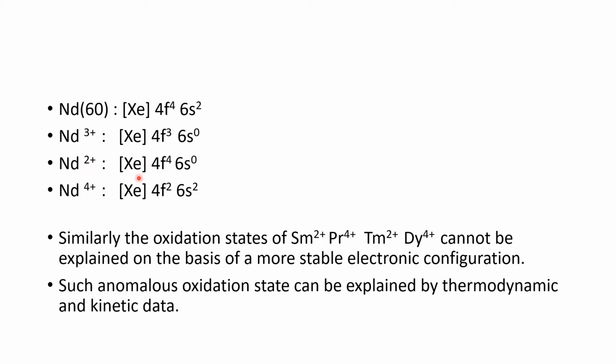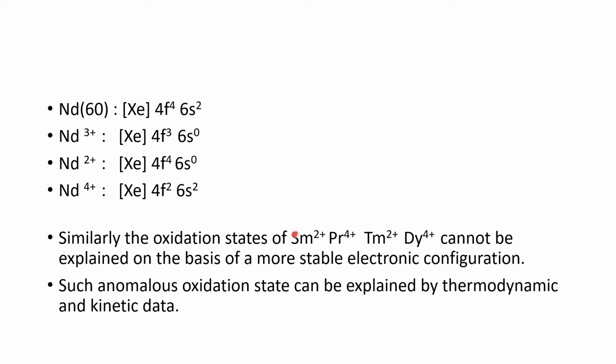But if you look at the configuration of neodymium in +2, after the loss of these 2 electrons, the configuration becomes 4f4. Or in the +4 oxidation state, where after the loss of 4 electrons, the configuration becomes 4f2. Neither of these two oxidation states can be explained on the basis of a more stable electronic configuration. We cannot say that 4f2 or 4f4 configuration is more stable than 4f3. So it's obvious that electronic configuration is not the only factor that decides the stability of oxidation states.